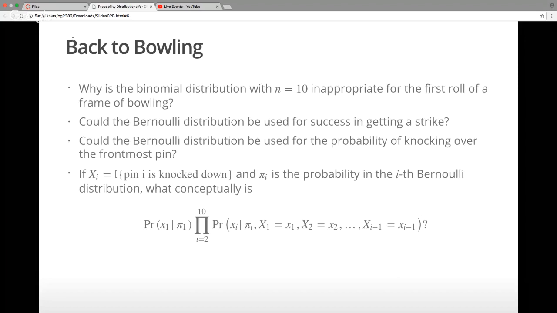So we define a random variable x_i as the indicator function that the ith pin is knocked down, and pi_i is the probability of doing so in a Bernoulli distribution. And then what concept is illustrated by this expression: the probability of knocking down the first pin given its probability, multiplied by the product from 2 to 10 of the probability of knocking down the ith pin given pi_i and the previous realizations of x up to i minus 1.